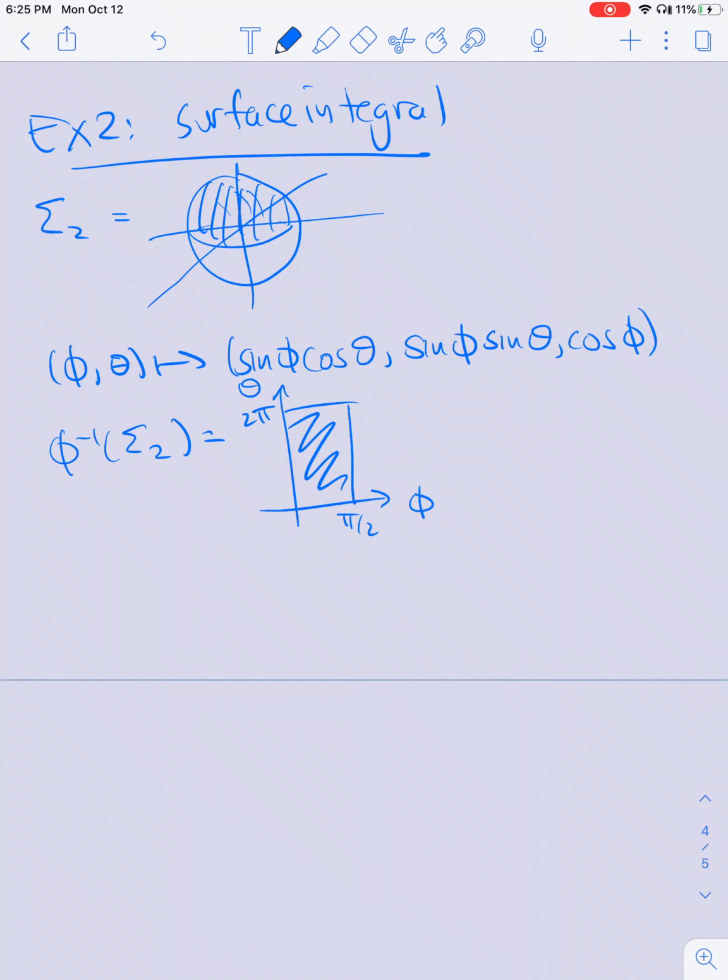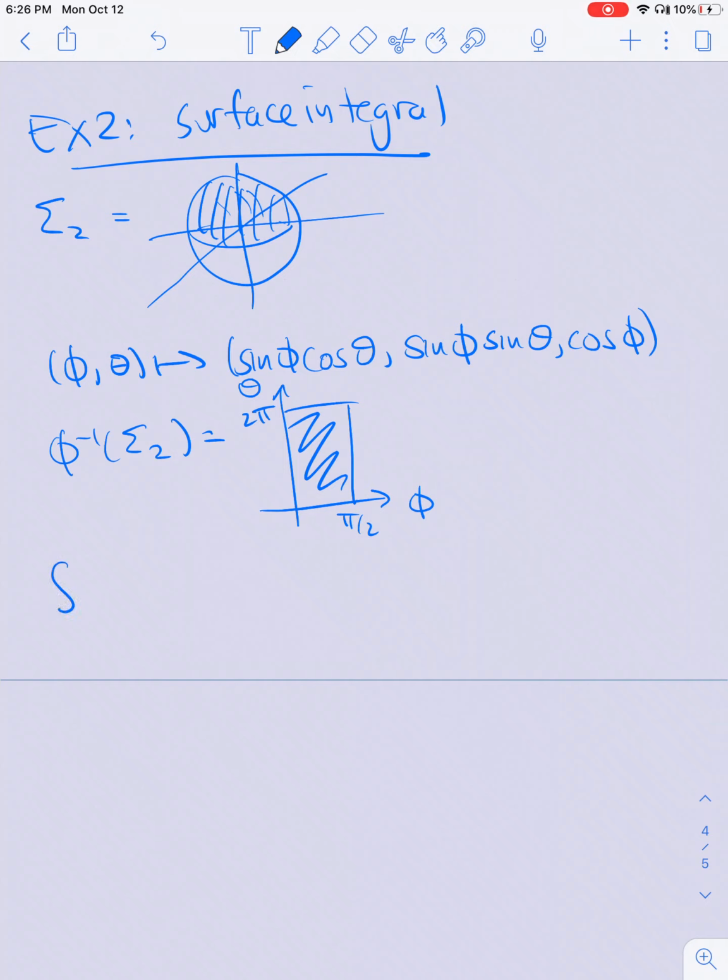So like, if you plug in phi equals 0, for example, you'll get the point (0, 0, 1). If you plug in phi equals pi over 2, you'll get the unit circle in the XY plane, etc. And you can use surfaces of rotation theory to get the rest.